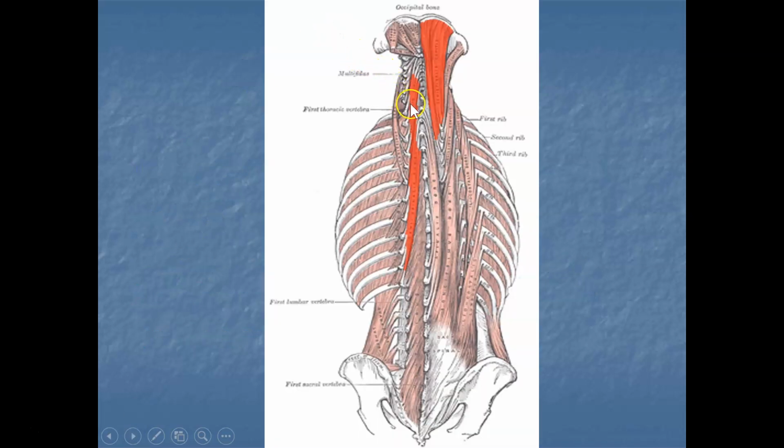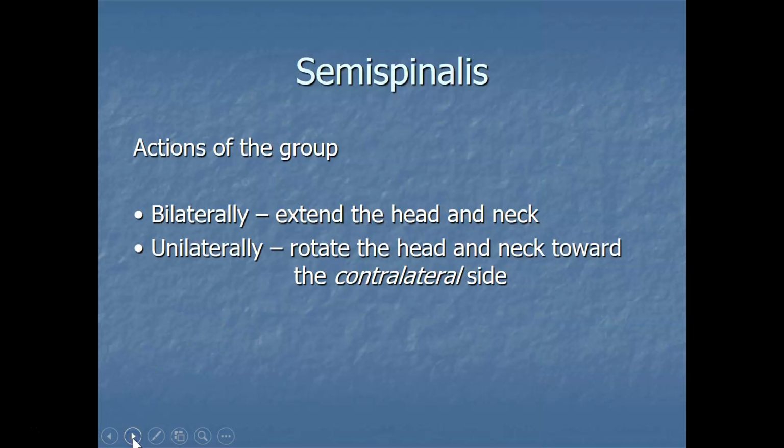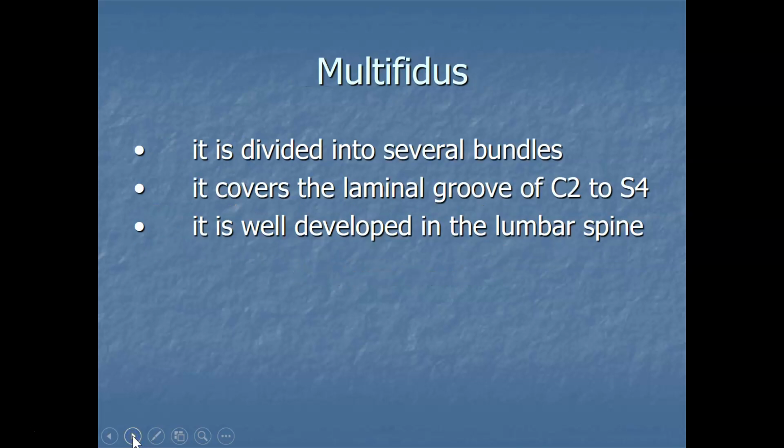So here we are. Here is the capitis, here is the cervicis, and here's the thoracis of semispinalis. You can see very tiny in the cervicis and thoracis, but very much more developed in the capitis form, and it covers a fairly massive area, again, when you're palpating that neck. Its actions bilaterally, I said, extend the head and neck and unilaterally rotate the head and neck toward the contralateral side.